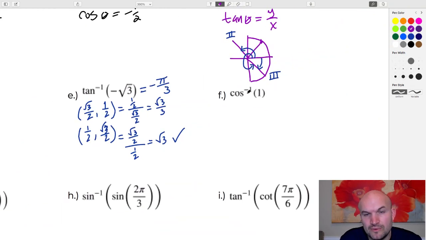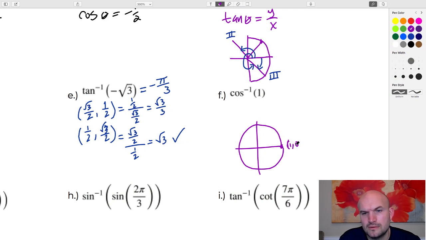All right, last one. When is inverse cosine equal to 1? So again, we can just kind of know the quadrant points here. And I say, oh, cosine of 1 is right there. Right? So that's when the x-coordinate is equal to 1. So therefore, that angle is 0.